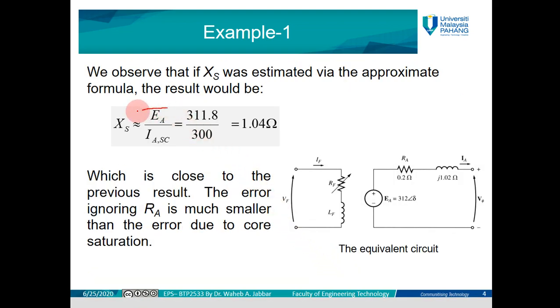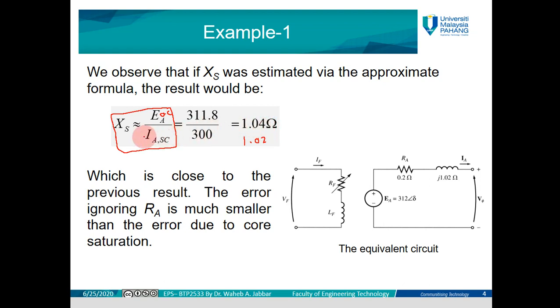This is the formula to give you the approximate XS, which is EA from open circuit. This one is from short circuit. So it is 311 over 3. So the difference is a little bit. In the previous one it was 1.02, here it is 1.04. So that is the approximate value.